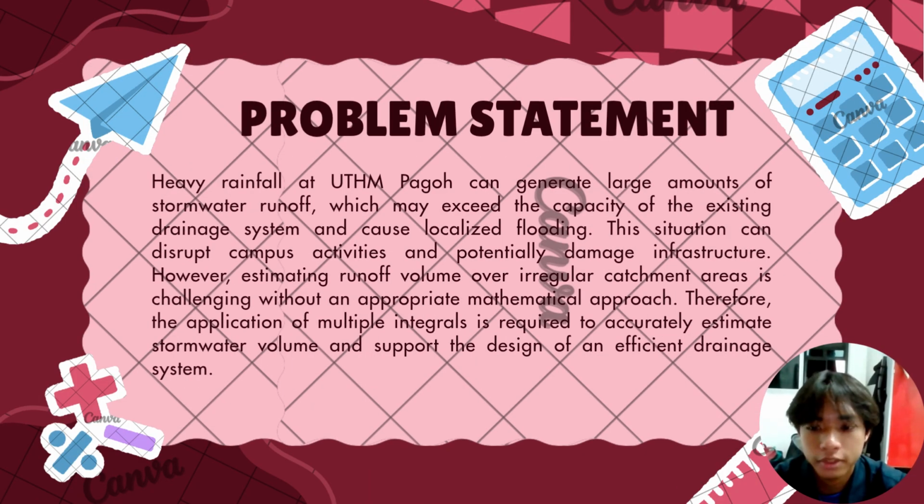For the problem statement, the problem addressed in the study is the generation of a large amount of stormwater runoff during heavy rainfall events at UTHM Pagoh. When rainfall intensity is high, the volume of runoff can exceed the capacity of the existing drainage system, leading to localized flooding. This can disrupt daily campus activities and may also cause damage to surrounding infrastructure.